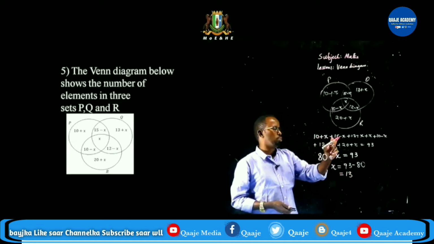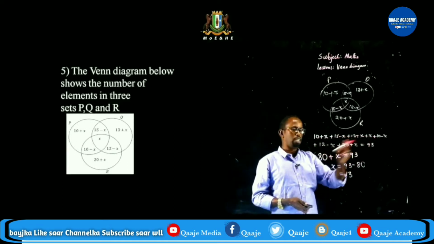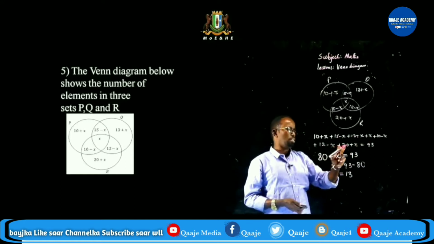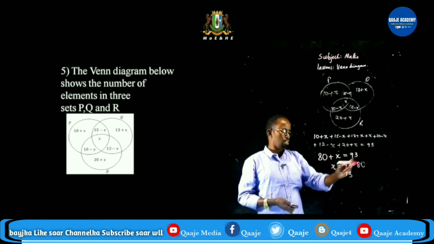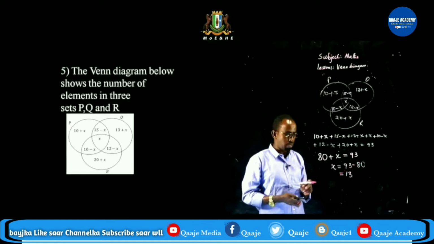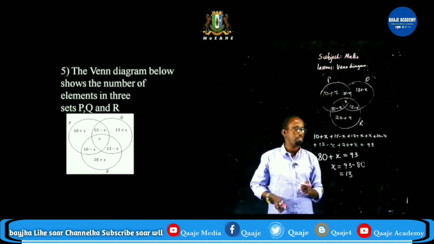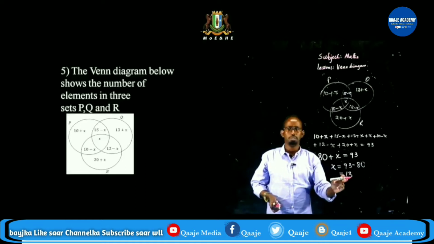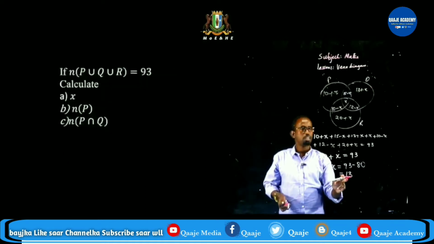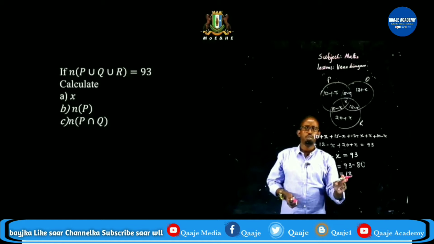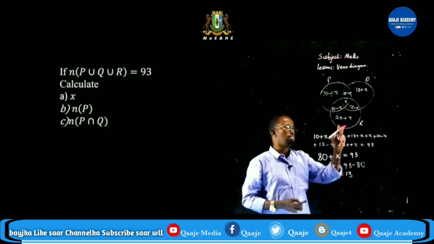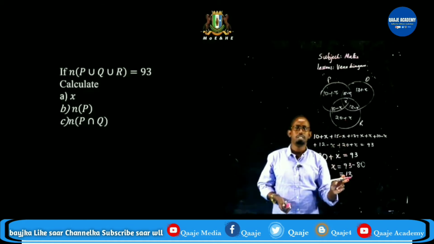10 plus 15 is 25, 38, 48, 60, and then 80. That's correct. The value of x is equal to 13. The first question is calculate x. x is now equal to 13.